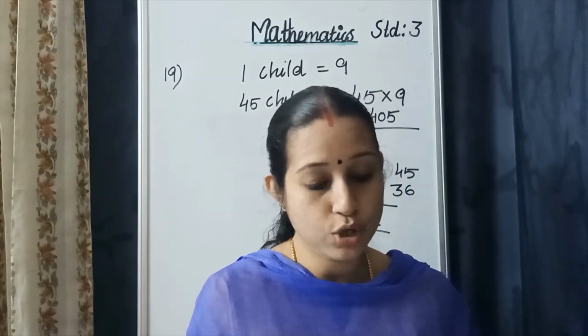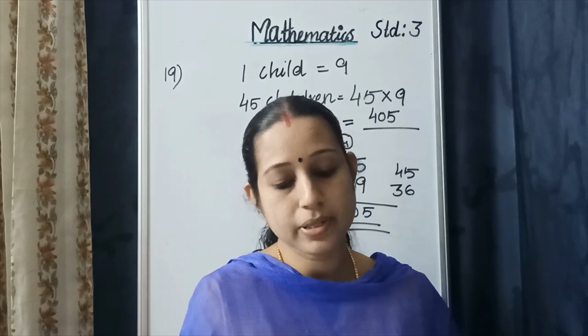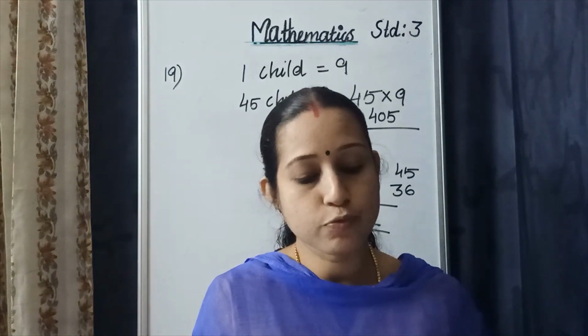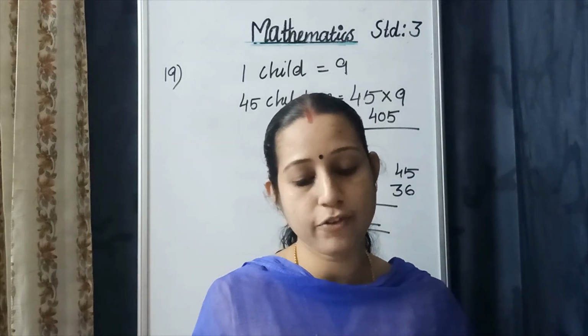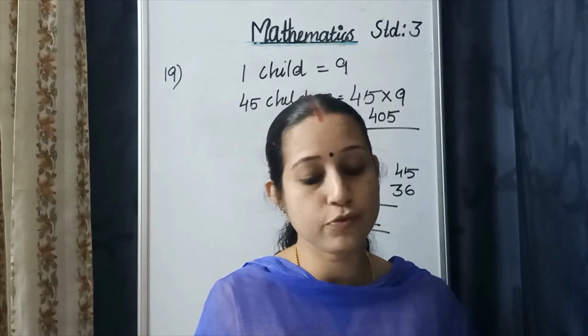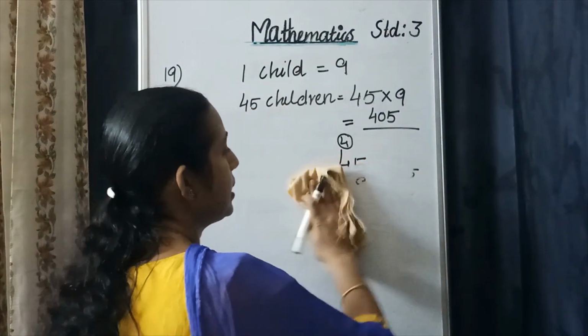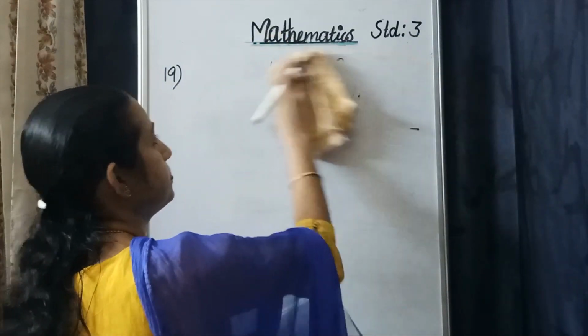There are two questions, A and B. First, A: there are four people in every house in a society. How many people would there be in 29 houses? Four people in every house in a society. How many people would there be in 29 houses? This is in a housing colony. Yes, there are 29 houses.